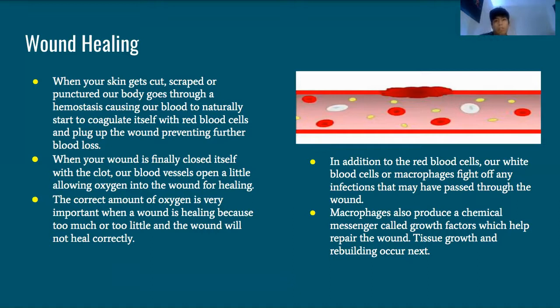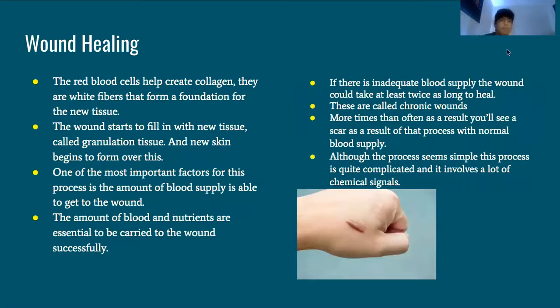In addition to the red blood cells, our white blood cells, or macrophages, fight off any infections that may have passed through the wound. Macrophages also produce chemical messengers called growth factors, which help repair the wound. Tissue growth and rebuilding occurs next. Red blood cells can help create collagen. They are white fibers that form a foundation for the new tissue. The wound starts to fill in with new tissue called granulation tissue, and new skin begins to form over this.